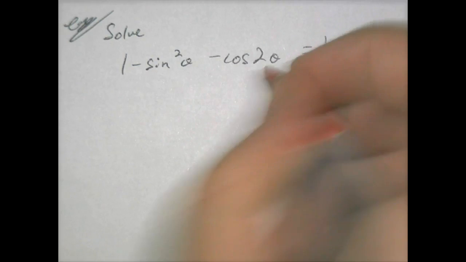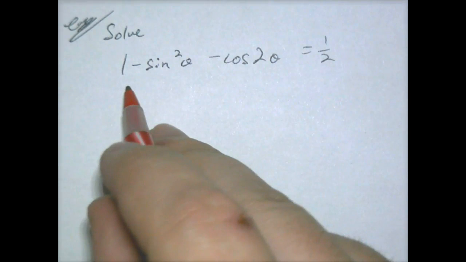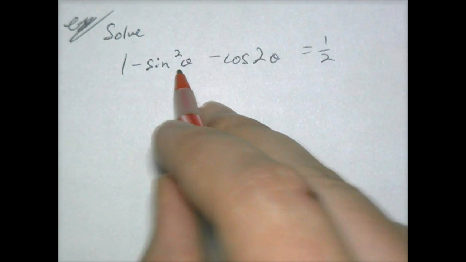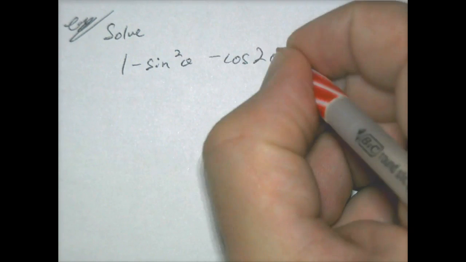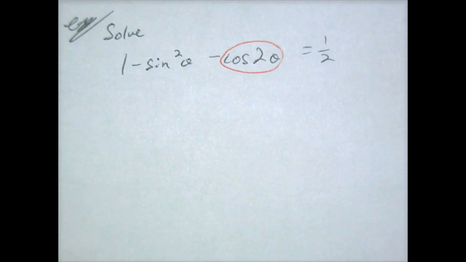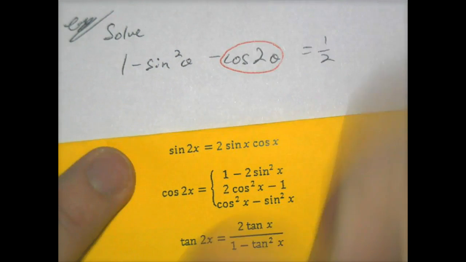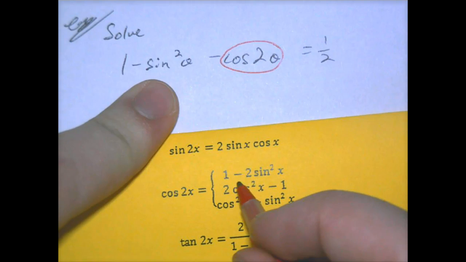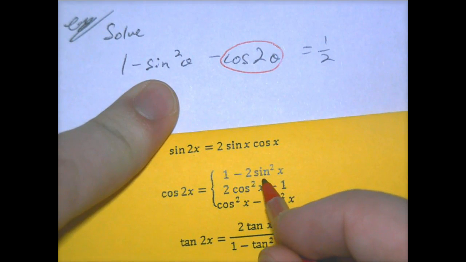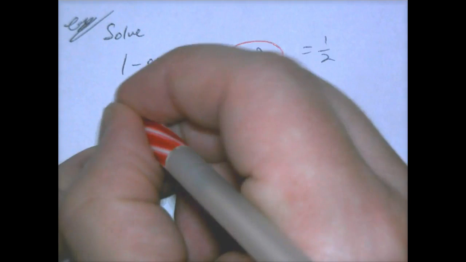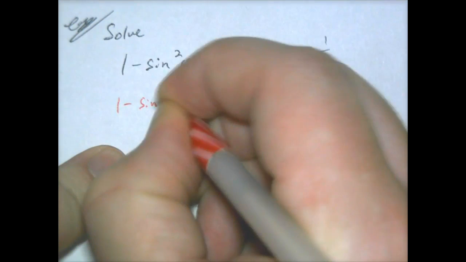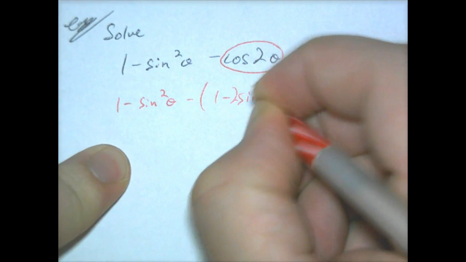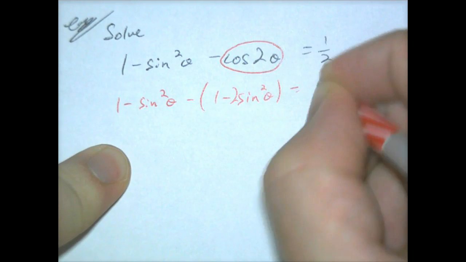But with this one, there's nothing I can really substitute. This could be cosine squared. That's all good and dandy, but this one kind of stops us. So with this double angle, I always look at that one first. So I have 1 minus sine squared already, so I might as well keep everything in terms of sine squared and substitute 1 minus 2 sine squared for it. So if I have 1 minus sine squared minus 1 minus 2 sine squared equals 1/2.